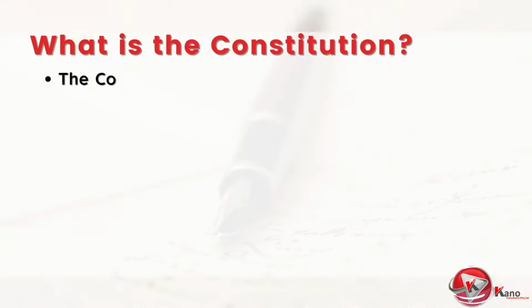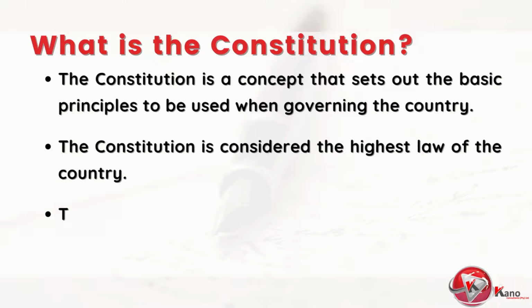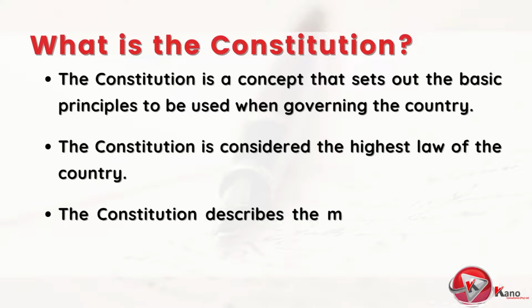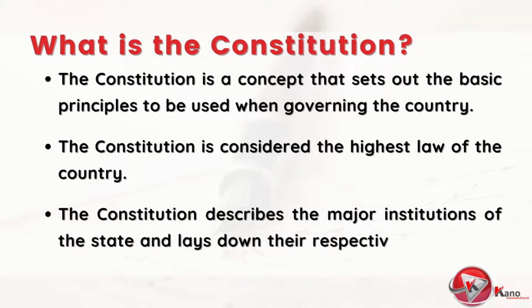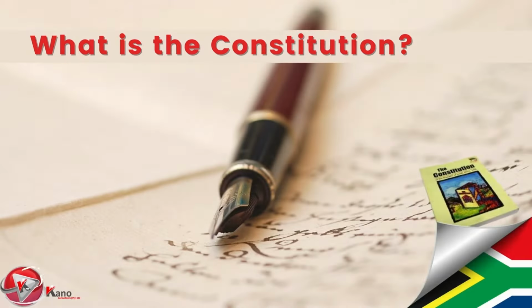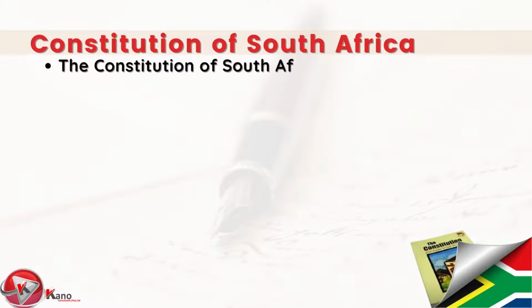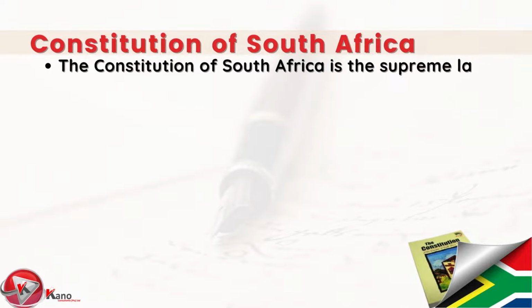The Constitution is a concept that sets out the basic principles to be used when governing the country. The Constitution is also considered the highest law of the country. It further describes the major institutions of the state and lays down their respective powers and mutual relationships. In the South African context, the Constitution of South Africa is the supreme law of the Republic.